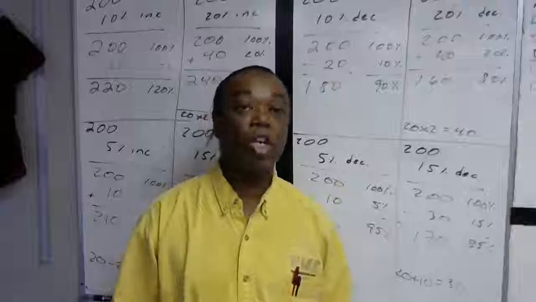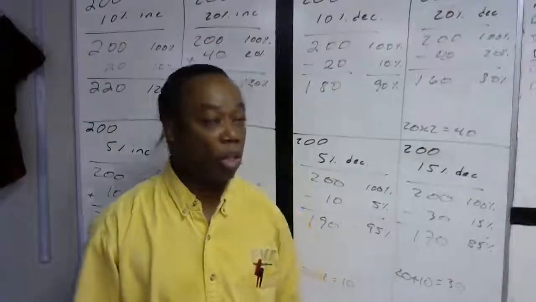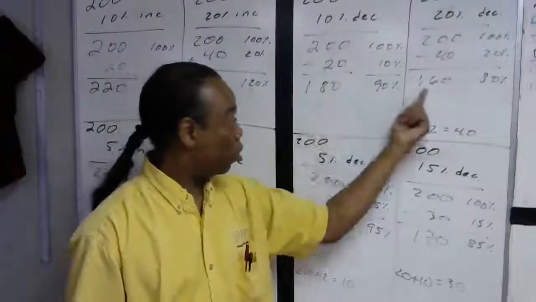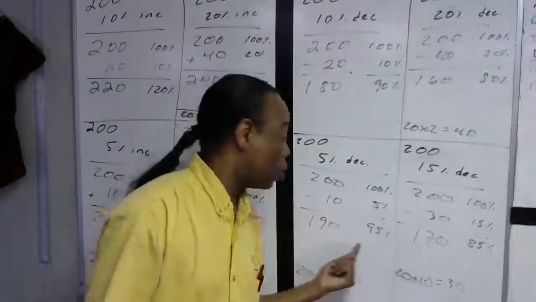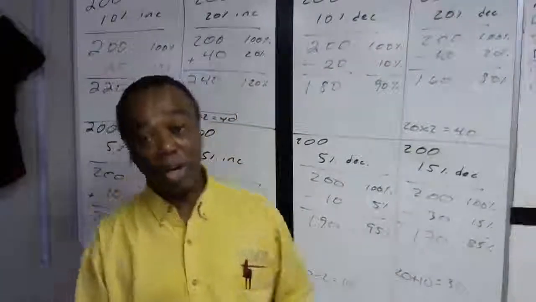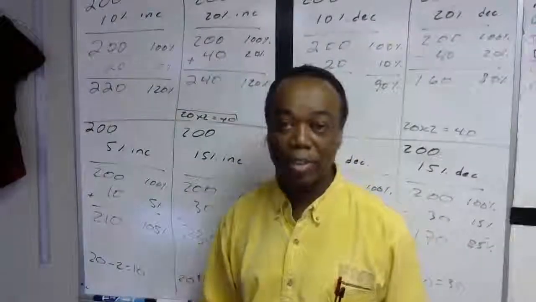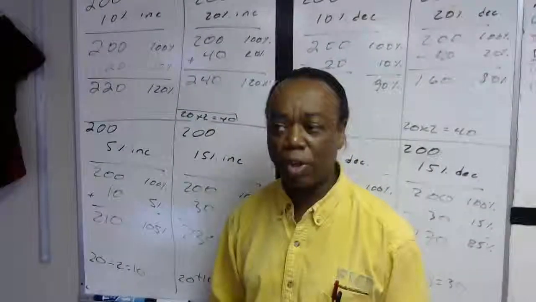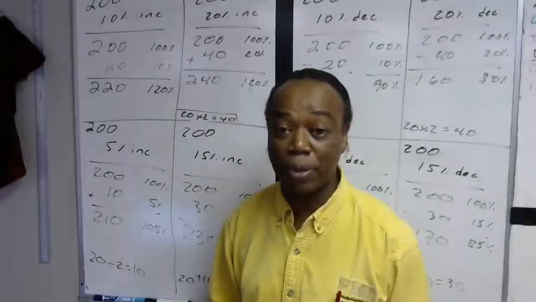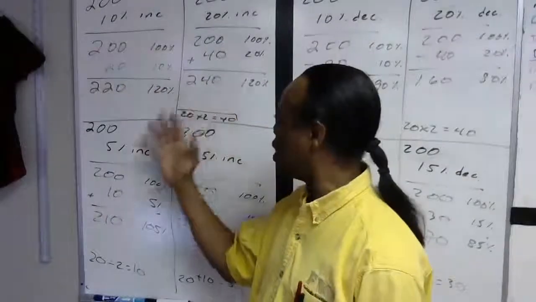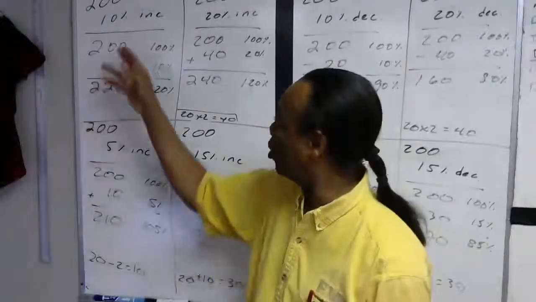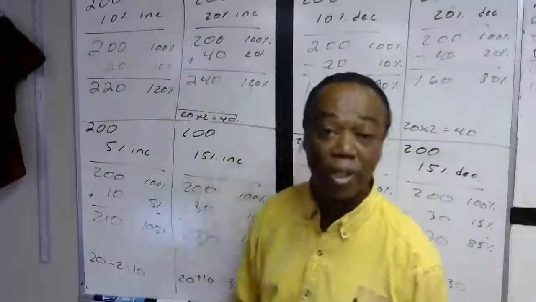Just one note that in the world of retail, yes, they will give you the discount and you'll end up with these amounts. Then they treat these as the original 100% and they put an increase on those as far as taxes. I think here in Florida, the tax is about 6.5%, which we're not going to work with. We'll just work with the 10s, the 20s, 5s, and 15s.